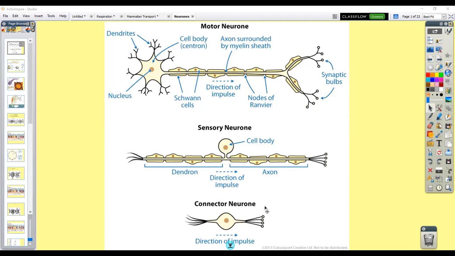In the central nervous system, these synaptic bulbs will synapse with the dendrites of the connector neuron. This is found, as I say, in the central nervous system, so either in the brain or the spinal cord. And these synaptic bulbs will synapse then with the dendrites of the motor neuron, and carry the impulse to either a muscle, which will cause movement, or a gland, which will cause the release of a hormone.